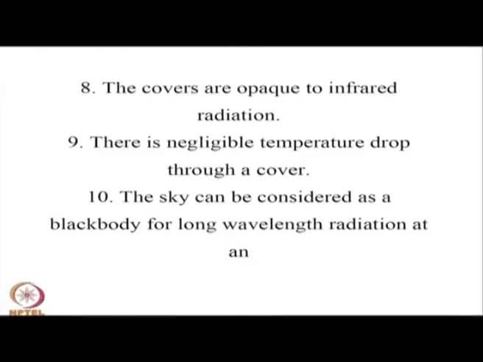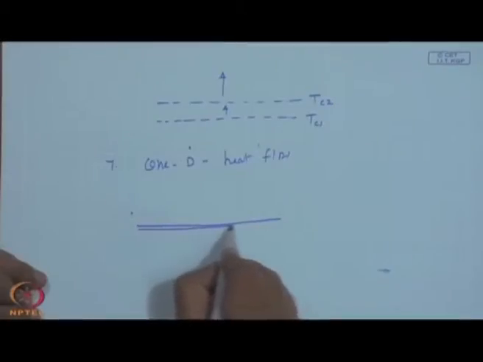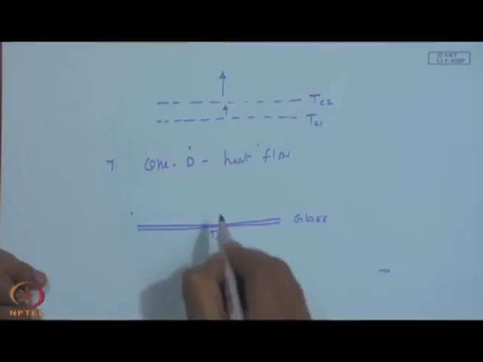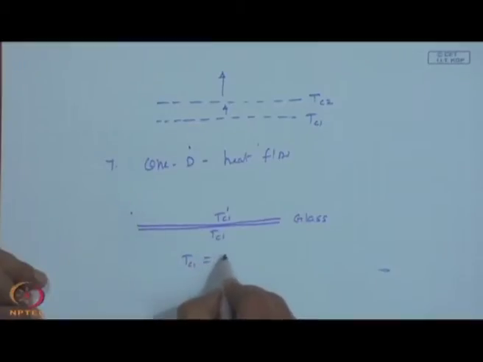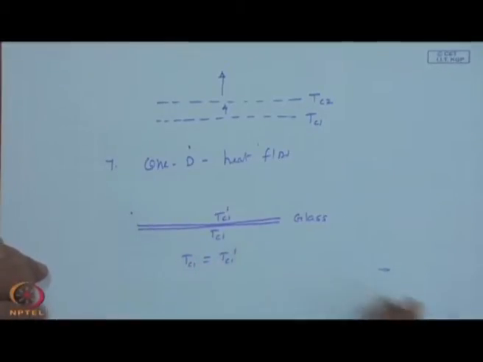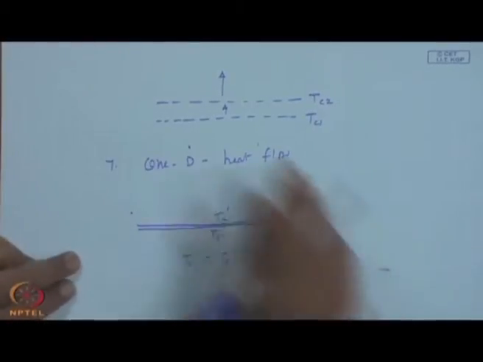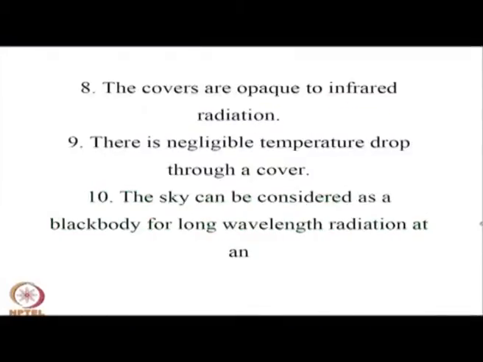Then, negligible pressure drop through a cover. If there is a thickness for the glass, we do not say this is at T_c1 and the top is at T_c1 dashed. We assume T_c1 equal to T_c1 dashed. In other words, the temperature across the glass plate is uniform. This is an important thing, all of you should pay a little attention.